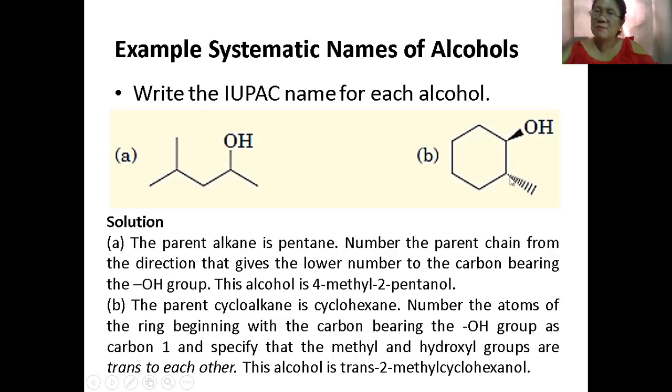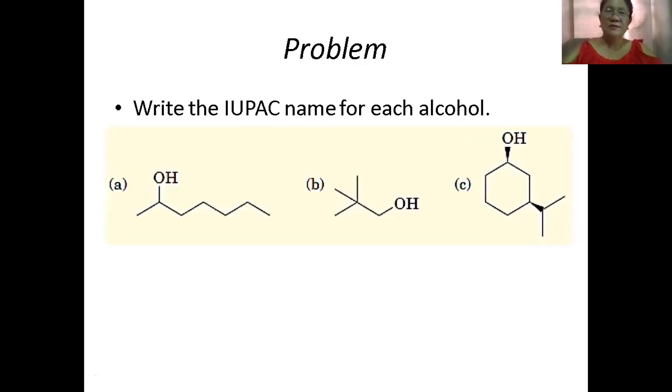Or, as I have said, the OH bears carbon 1, then carbon 2 is the methyl. So it will be 2-methylcyclohexanol, or ortho-methylcyclohexanol. So that is how you are going to name an alcohol. This one will be your assignment. I'm going to post it in our LMS.